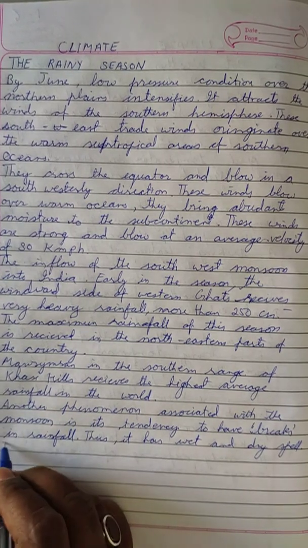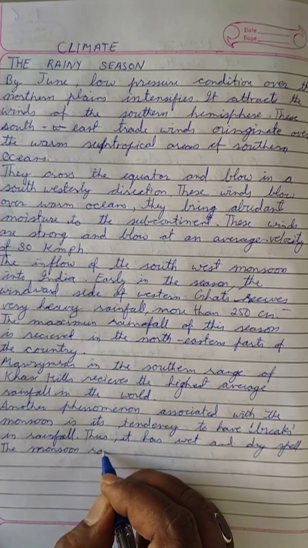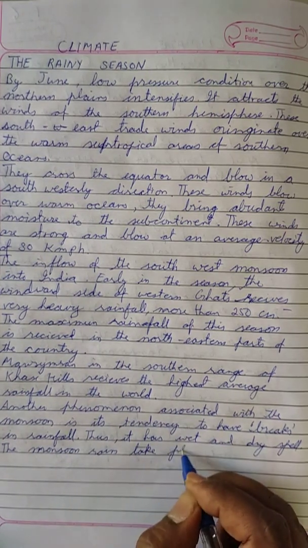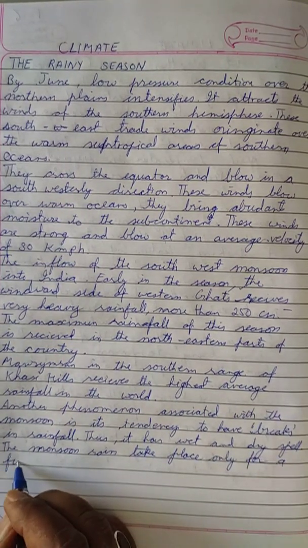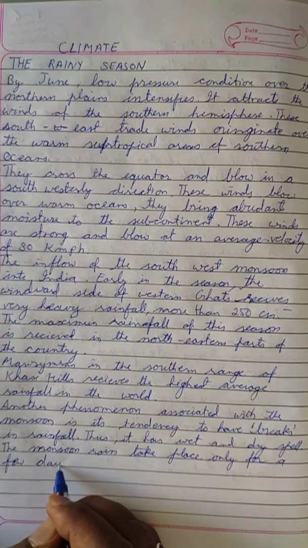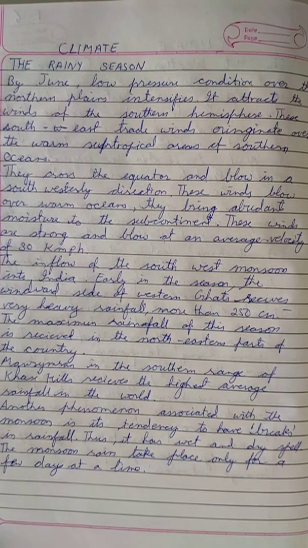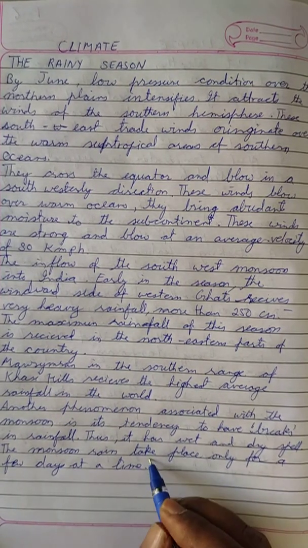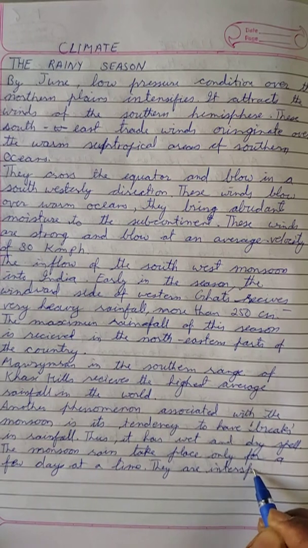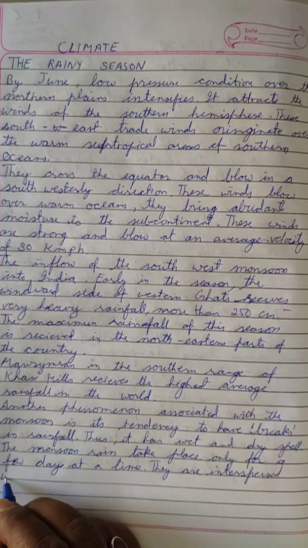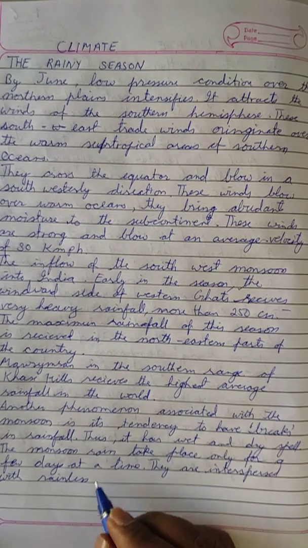In other words, the monsoon rains take place only for a few days at a time. They are interspersed with rainless intervals.